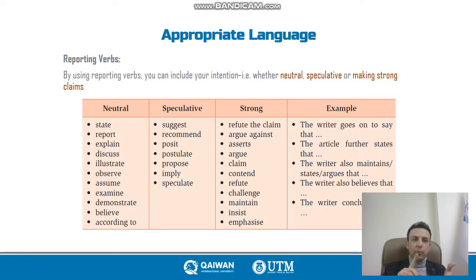Reporting verbs, for example, that are neutral, like state, report, explain. By neutral, we mean these are the verbs that show no taking side with something. We have speculative, like suggest, recommend. That is, for example, when we are not sure about something, we use suggest, we recommend. Strong, and here we have some examples, like, for example, the writer goes on to say that.